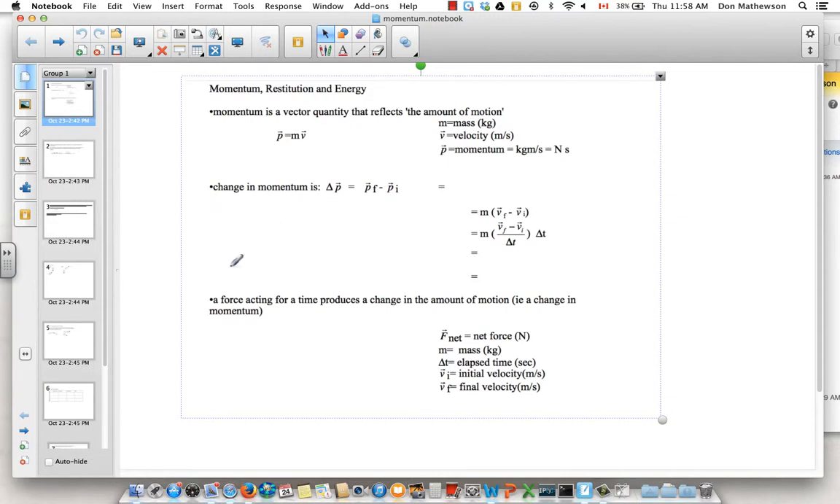Here's a typical momentum problem. We've got a 1,000-kilogram car. Okay, so here's the car, 1,000 kilograms, and it's moving at 8 meters per second.